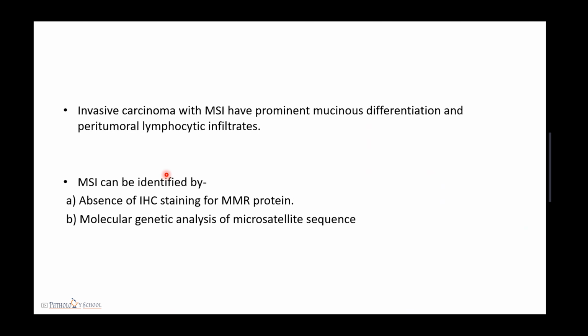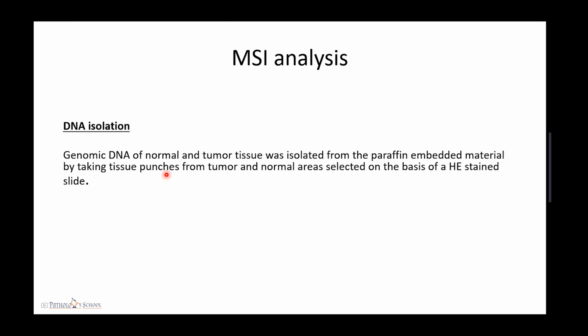Now, invasive carcinoma with MSI has prominent mucinous differentiation and peritumoral lymphocytic infiltrate. MSI can be identified by absence of IHC staining for MMR proteins and molecular genetic analysis of microsatellite sequence. Now, for MSI analysis, we can isolate the DNA. The genomic DNA of normal and tumor tissue is isolated from paraffin embedded material by taking tissue punches from the tumor and the normal areas, which are stained with H&E.